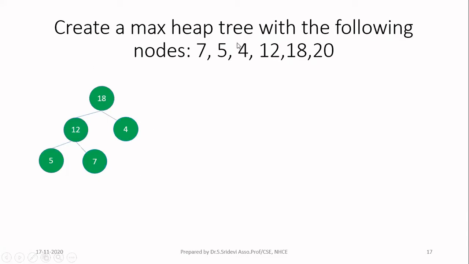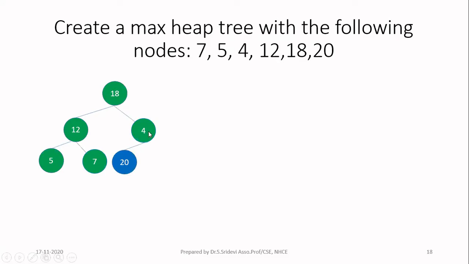So now you can take the next input, it is 20. Now where do I have to insert this 20? For 12, both the children are over. So you have to insert 20 only to node 4 as a left child. So I am going to insert it as a left child to node 4.